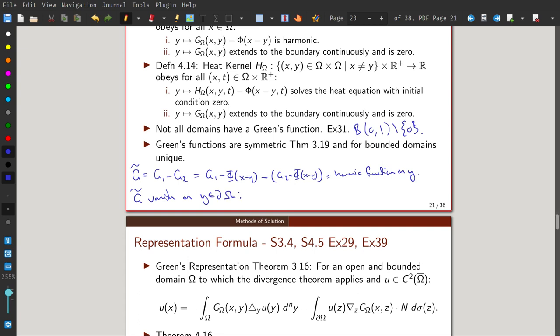And so if we have a harmonic function that vanishes on the boundary of a bounded domain, then we know that this is 0. All right, from, I guess, energy methods or from the maximum principle. I would probably say the maximum principle. Yeah, so for bounded domains, there's a unique Green's function if there exists one at all.